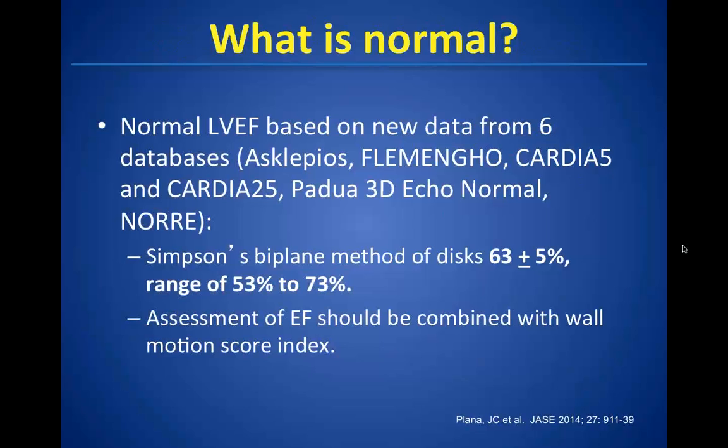Before even discussing strain, the standard by which we determine what is normal and abnormal in the realm of cardio-oncology right now is by ejection fraction. So what is a normal ejection fraction? The range is slightly changed now based on some new data from 6 different databases. The Simpson's biplane method of discs defines the range now between 53 to 73%, and the assessment of EF could also be combined with a wall motion score index.